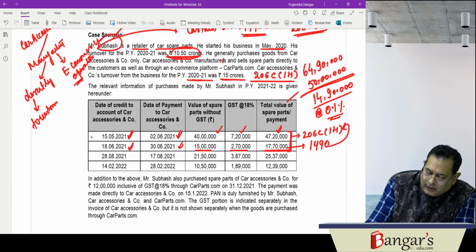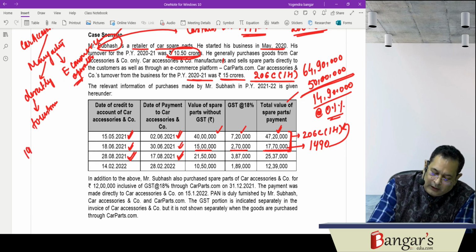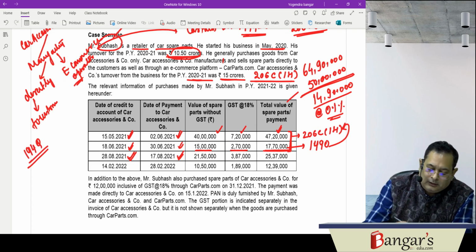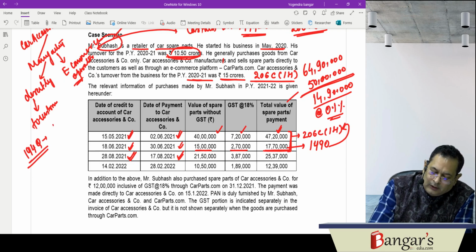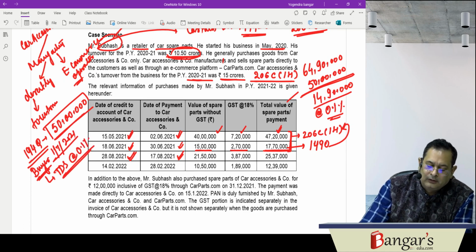Then next, the date of credit is 28/8/21. Date of payment to the car accessories company is 17/8/21. Now remember, relating to 194Q, a circular has been issued which states that we will be computing the value in excess of 50 lakh rupees. Whatever the buyer pays or credits after 1/7/21, he will be required to deduct tax at source at the rate of 0.1%, at the time of making payment or crediting the account.